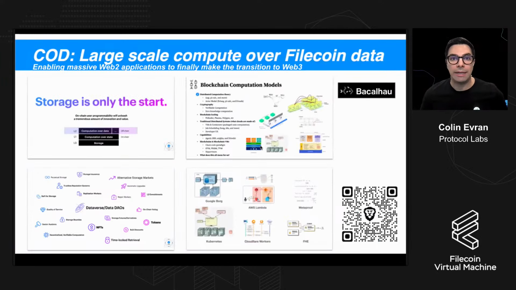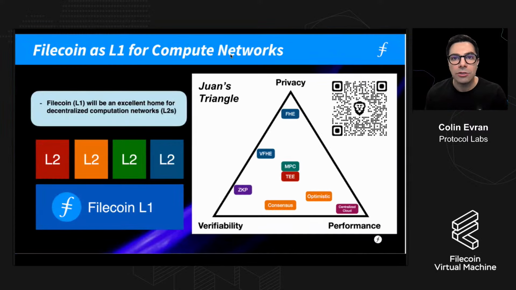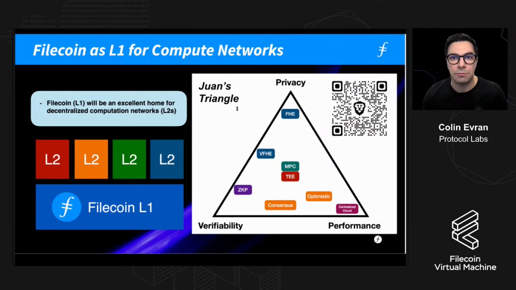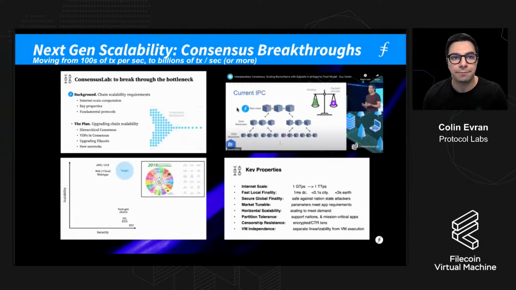Another thing FVM really enables is compute over data, which enables massive Web 2 applications to finally make the transition to Web 3. Think of the order of magnitude of Twitter, Twitch, TikTok, and many others. And the way this will happen on Filecoin is that Filecoin will be an L1 where many different L2 compute networks can live. And those L2 networks can optimize around different properties: privacy, verifiability, or performance. And so there are many of these that will exist. There's a working group around compute over data that has many different teams chasing these underlying objectives, and we think there'll be many, many winners.